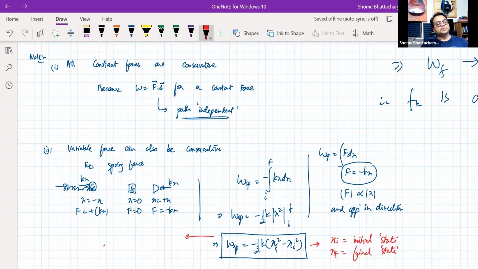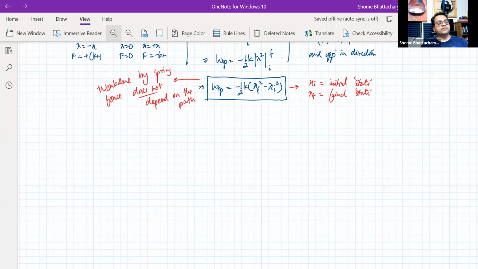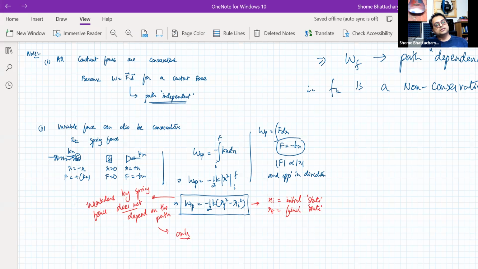So work done by the spring does not depend on the path. It only depends on the state, the initial state and final state. It only depends on the initial and final state of the spring. Therefore, spring force is also conservative.